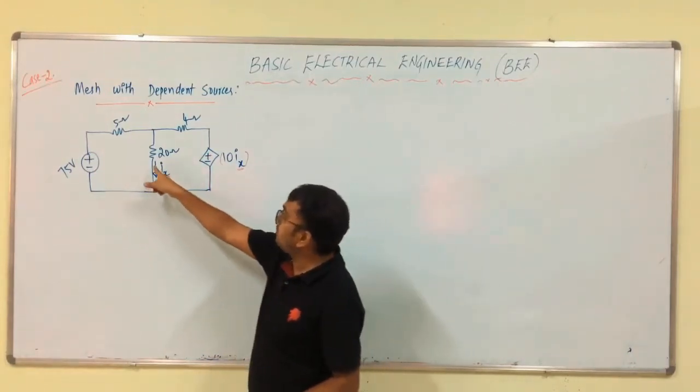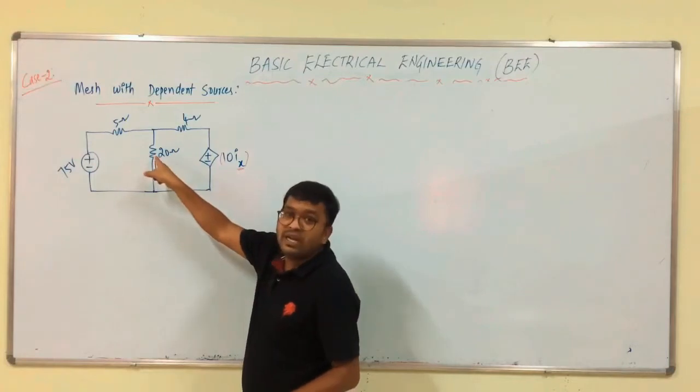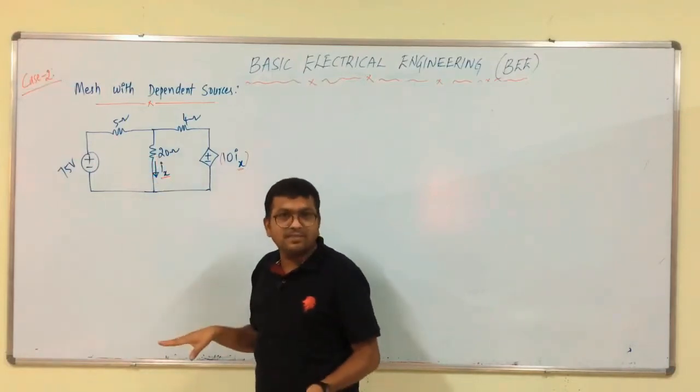Simple. Okay, this is the path. The current through this 20 ohms branch is nothing but Ix.